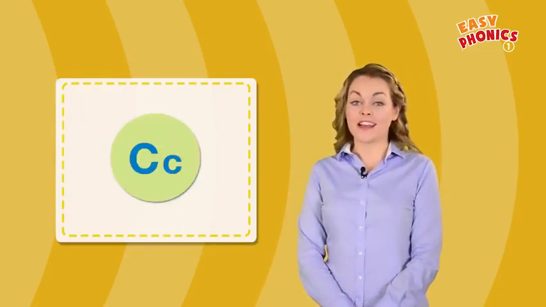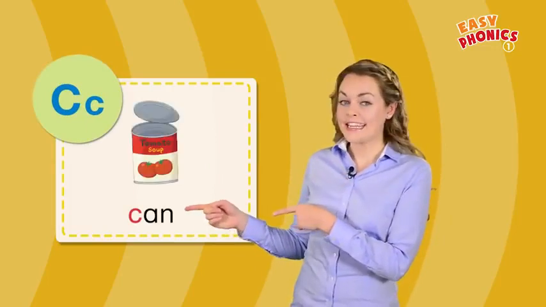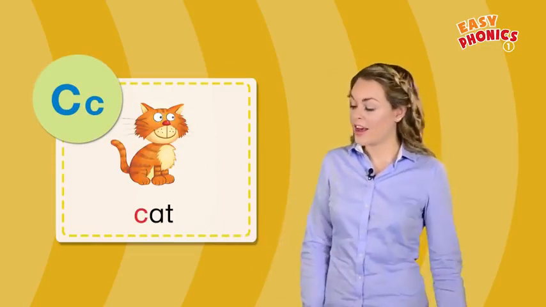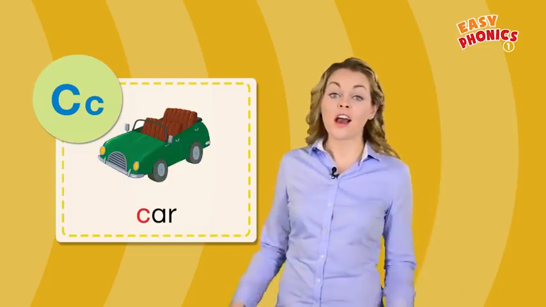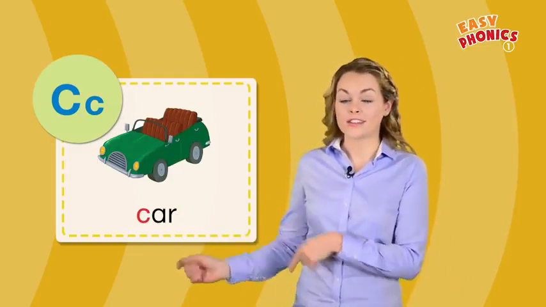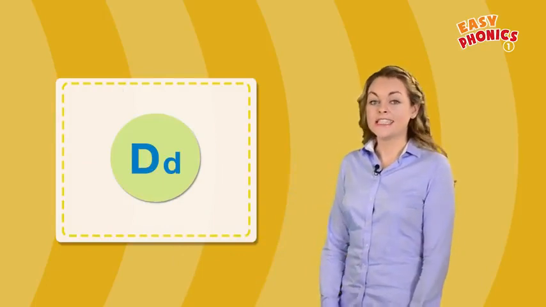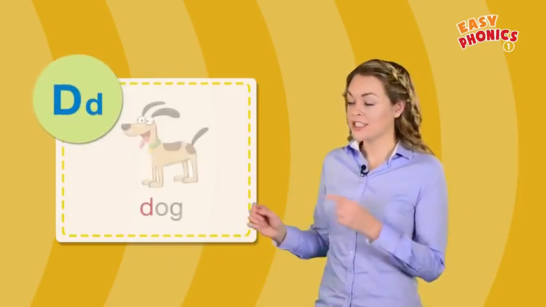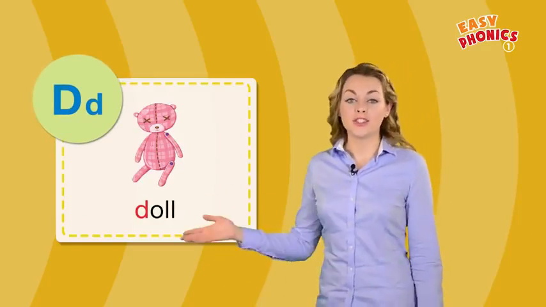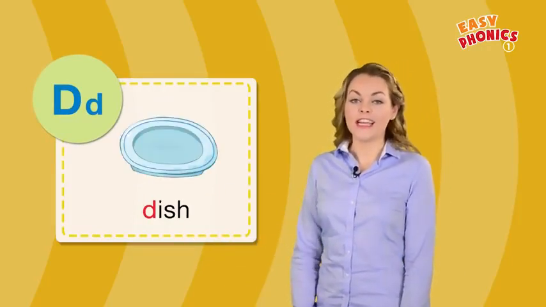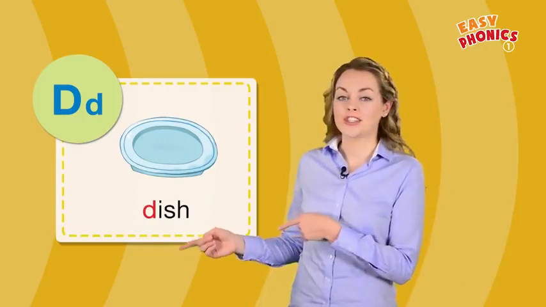Okay, C, can. C, cat. C, car. Now, D, dog. D, doll. D, dish.